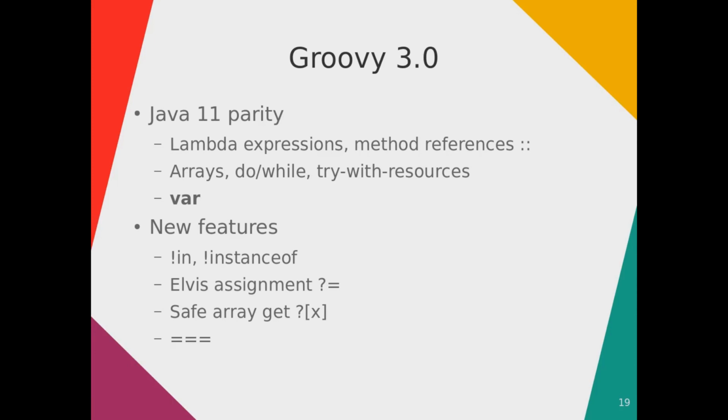And of course, Groovy 3 has a new feature, like Java 11 parity, so you can use lambda expressions and method references just like you would in Java 8 and beyond. It also has support for var, well, not keyword, but the variable declaration using var, and it has new features such as not in, not instanceof, Elvis assignment, safe array get, and the triple equal sign.